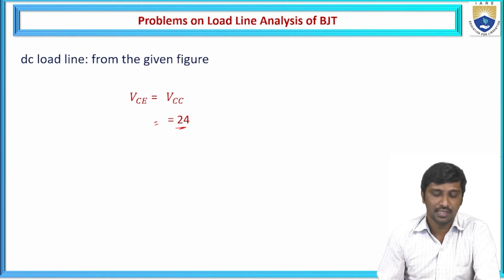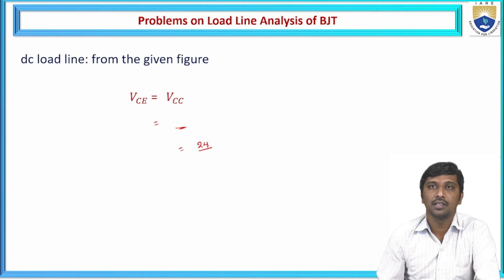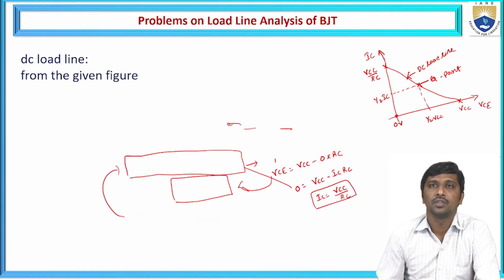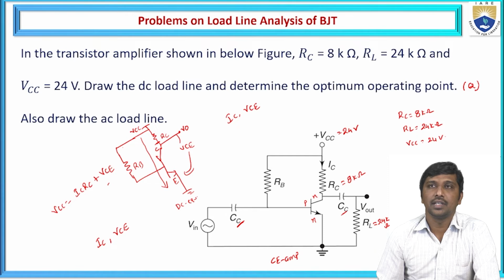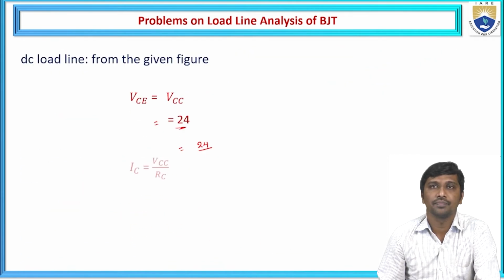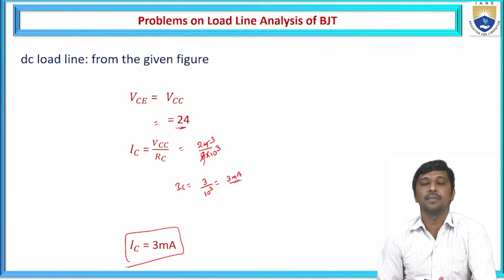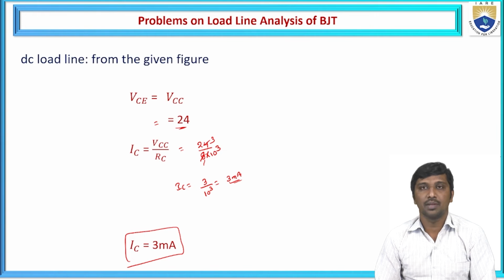Now we need to calculate IC. What is IC? IC is equal to VCC by RC. VCC is 24 and in the problem the RC value is 8 kilo ohms, that is 8 into 10 power 3. That is the reason IC is equal to 24 by 8 into 10 power 3, which is nothing but 3 milliamperes. That is the reason the collector current IC is equal to 3 milliamperes.